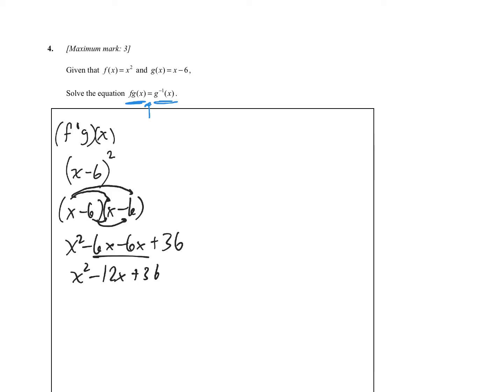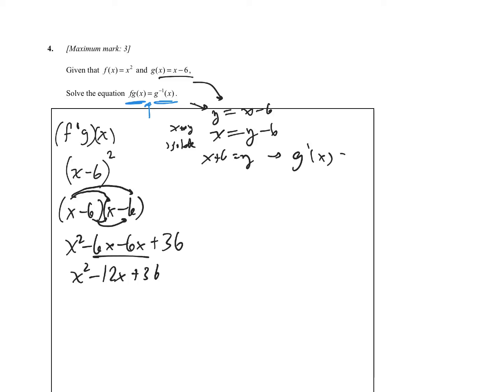For the g inverse, I would take g and write it as y equals, swap x and y, and then isolate y. So that's x + 6 = y. So that's g⁻¹(x) = x + 6. And so ultimately I'm putting those two in an equation together.